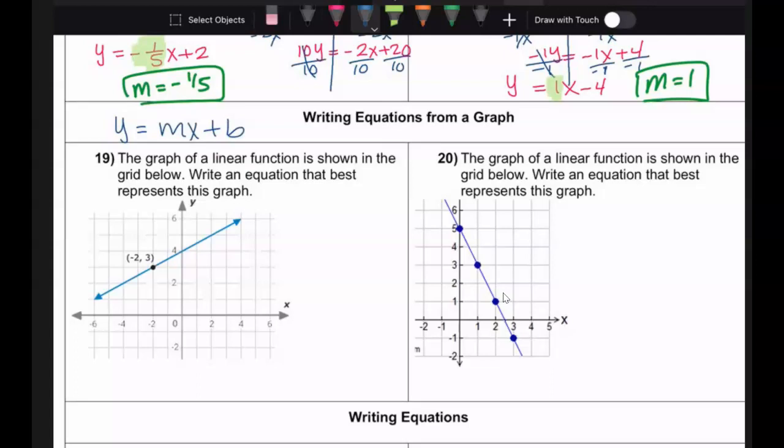So your first thing, you find your b at your starting point. Your b is the point at which your line crosses the y-axis. Well, here I can see that it crosses at 4. So I'm going to have y equals mx plus 4. Then you have to find your rise over run. Find your slope.